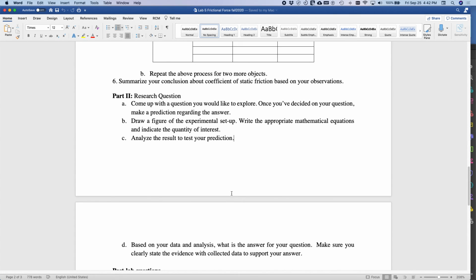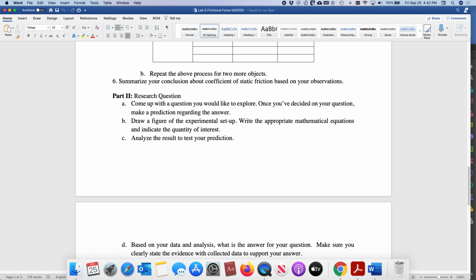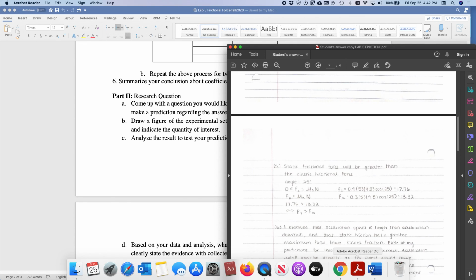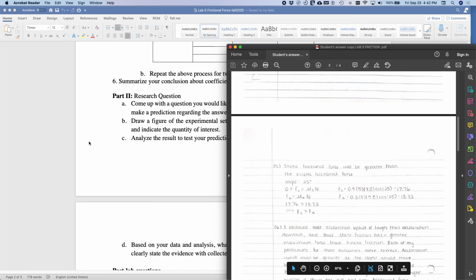Okay, so I have already posted the students' copy and the lab 5 handouts on MS Teams, so you should be able to find that. Okay, all right, that's about lab 5.